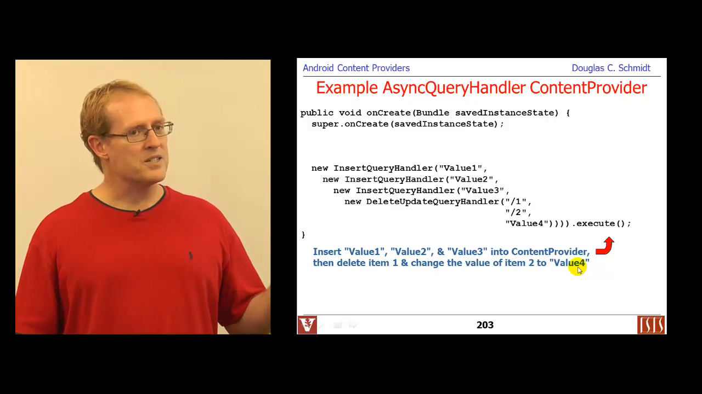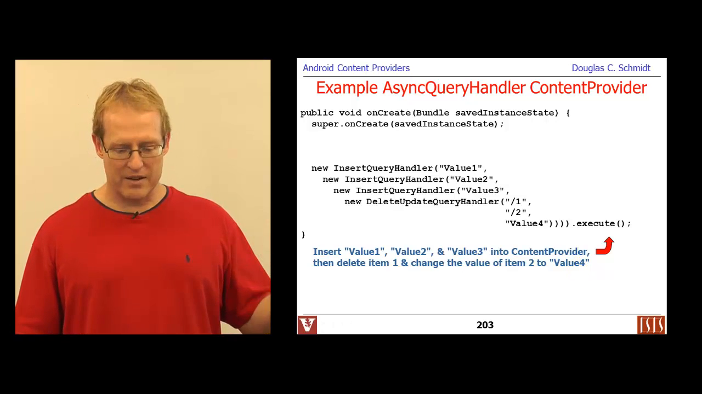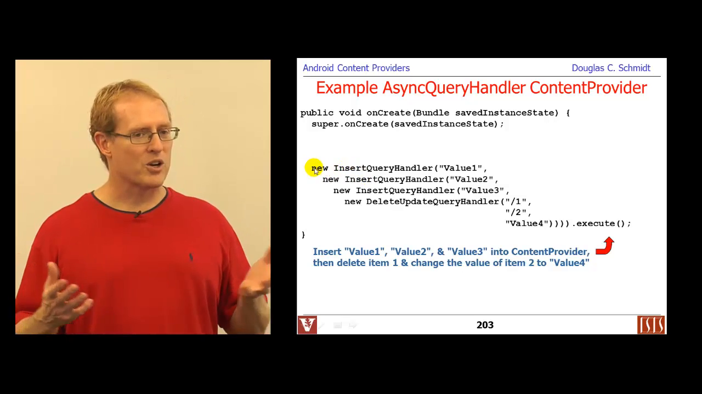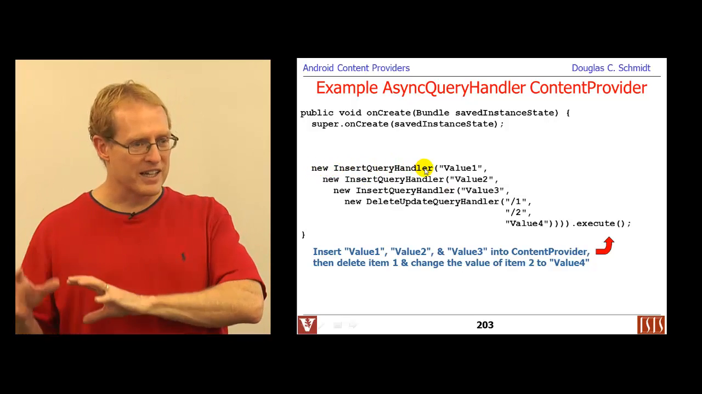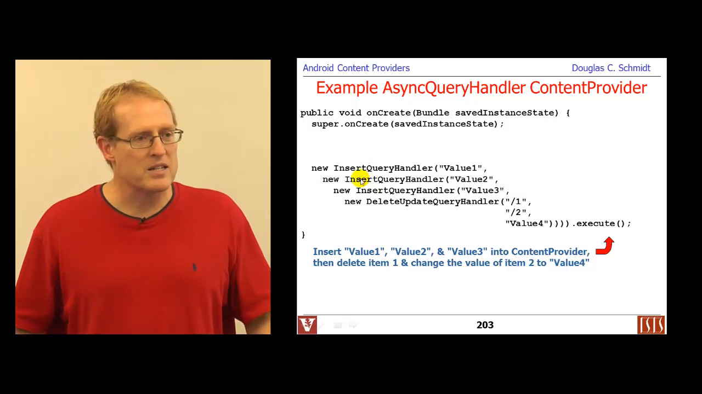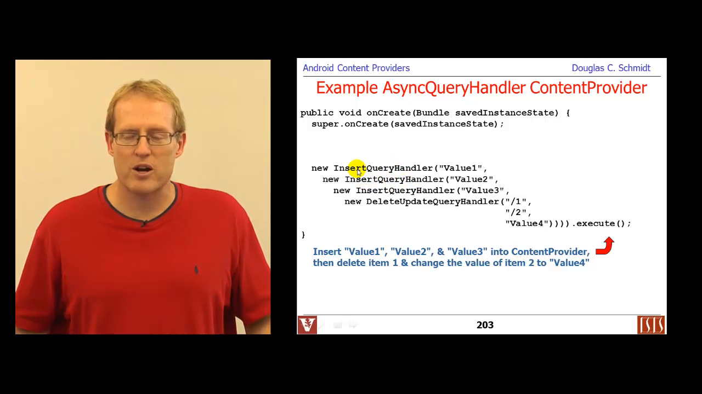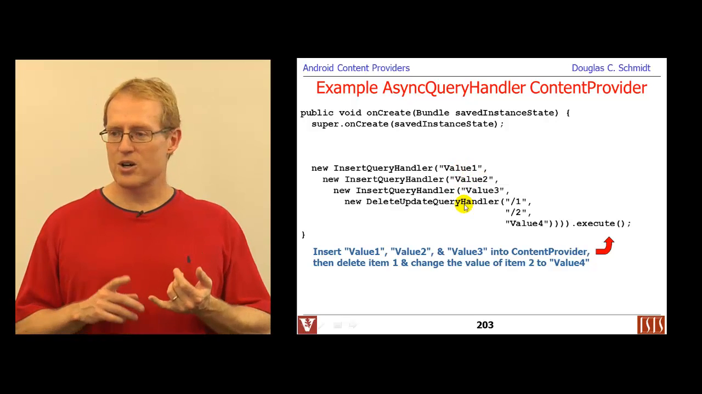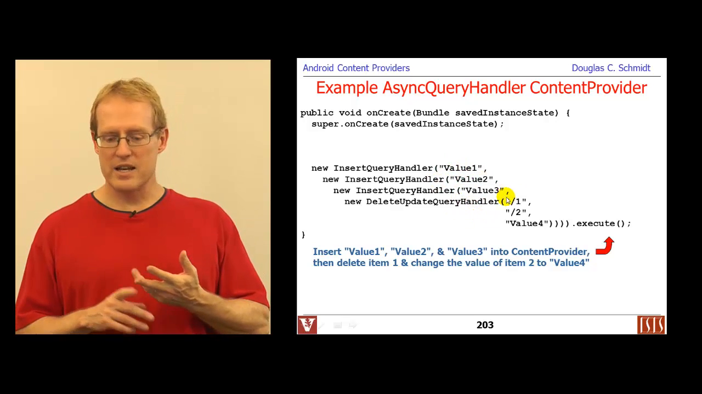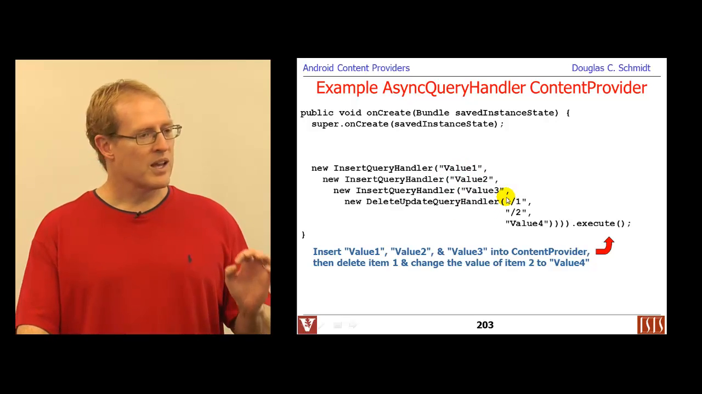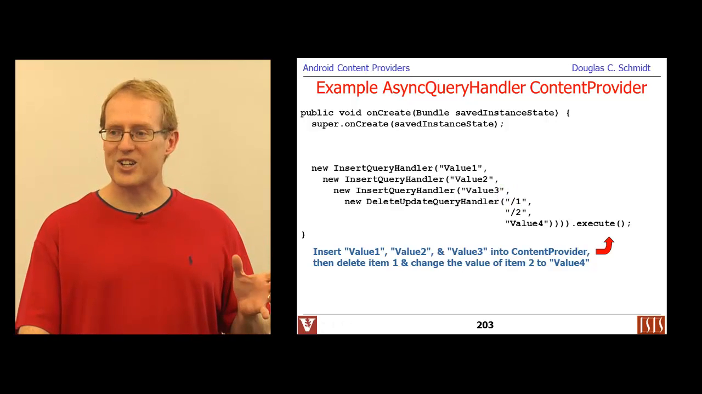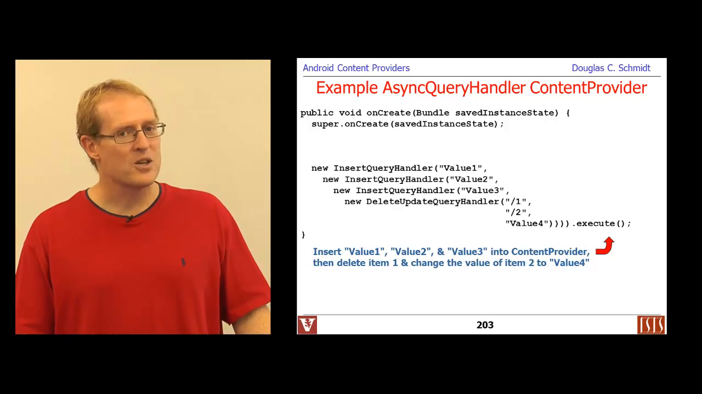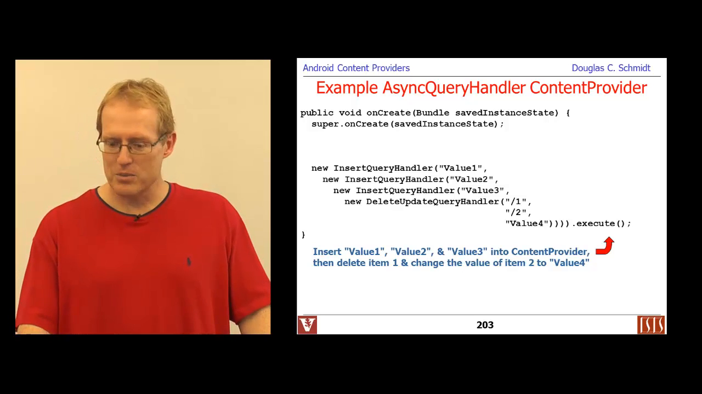So AsyncQueryHandler is basically a helper class, and really more of a framework, if you will, because you have to subclass and fill in hook methods and so on, that makes it easier to do asynchronous operations on content providers, a broad range of asynchronous operations. Insert, query, delete, update, and so on and so forth. This particular abstraction, as cool and powerful as it is, is actually not very widely used in Android. There's only a handful of places where it's used.